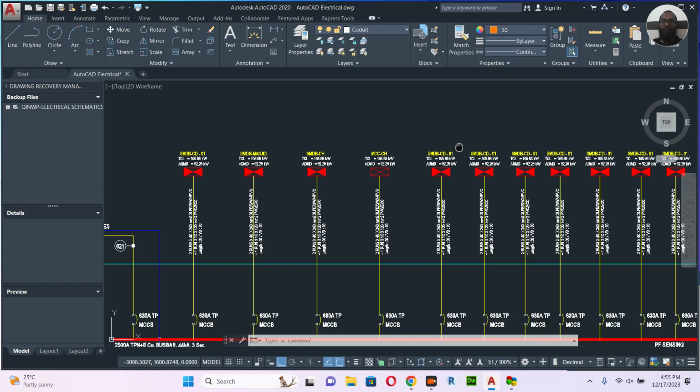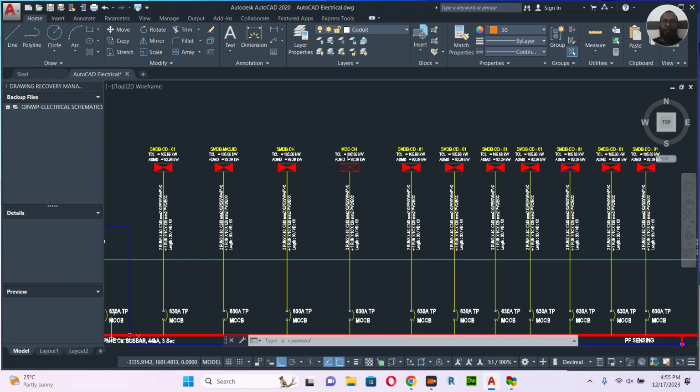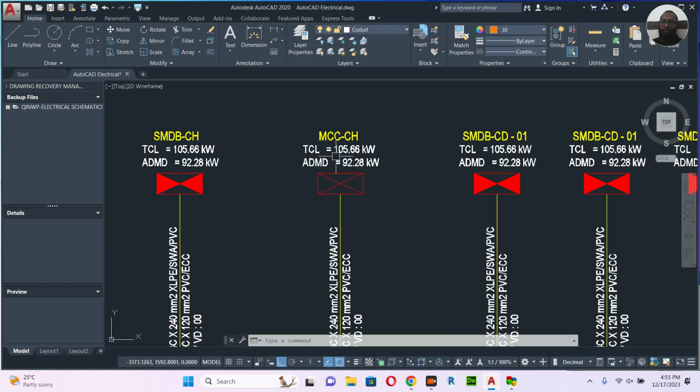That is a VFD drive. So learn about this MCC. Generally, all the motors related to AC, exhaust fan, pressurization fan, which are related to mechanical, will be connected. You know exhaust fan, you know pressurization fan. If you don't know, check Google.